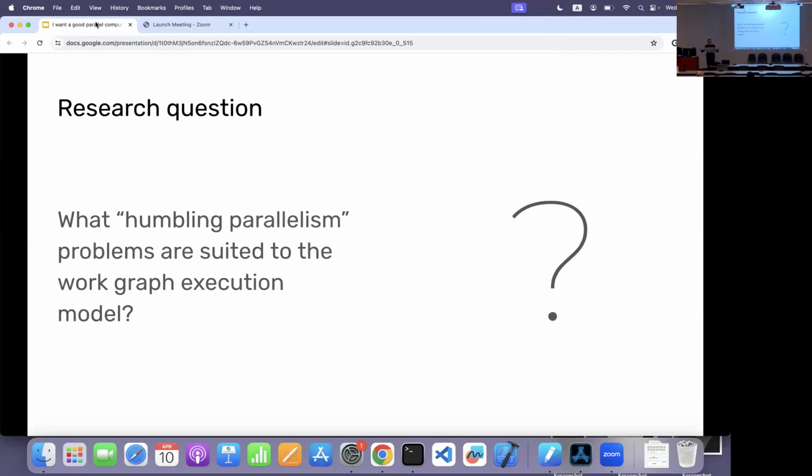When you look at that list of humbling parallelism problems, now that we have work graphs, how many of them are going to work better with work graph dispatch than compute shader dispatch?